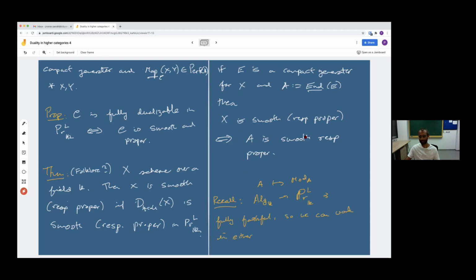Either we can work with categories, or, if our categories have a compact generator, we can work with just DG algebras. So the generality here basically is like dropping the hypothesis that you have a single compact generator.